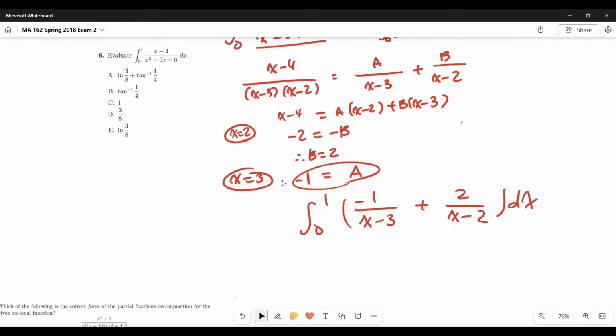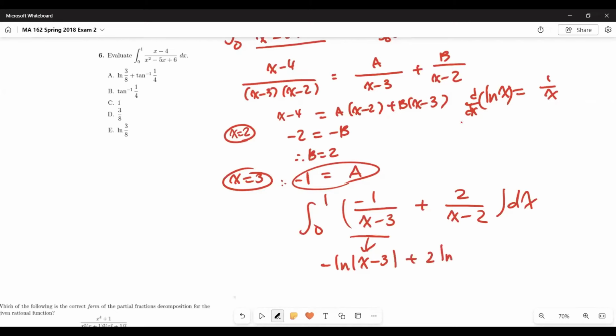If you remember your logarithmic function, the derivative of ln x is 1 over x, right? Which is the same thing as this. So negative 1 over x minus 3 becomes negative ln absolute value of x minus 3 plus 2 ln absolute value of x minus 2, and then it's integrated from 0 to 1. Now let's plug it in. Negative ln of negative 2 plus 2 ln of negative 1, plus, because of the negative sign, negative negative becomes plus ln of negative 3 minus 2 ln of negative 2.